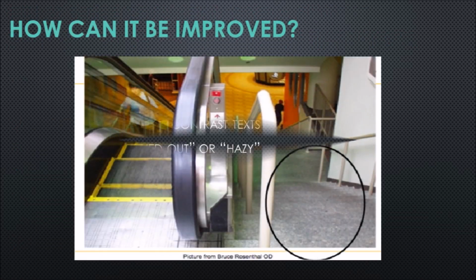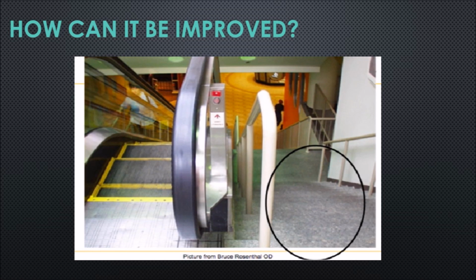But how can this be improved? Here is an example of how varying contrast levels can assist those experiencing contrast sensitivity loss. In this picture, we have escalators with highlighted yellow on the edges, and then we have plain stairs. The edges with yellow are visually more obvious than the stairs without yellow. This can make a significant difference to patients experiencing reduced contrast sensitivity and may prevent falls and other injuries.